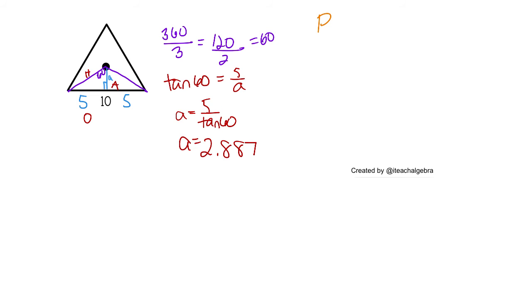I also need the perimeter. The perimeter is 3 times 10, which is 30. And now I have everything I need to find the area. 1/2 the length of the apothem and the perimeter. And that means our area is 43.3 units squared.